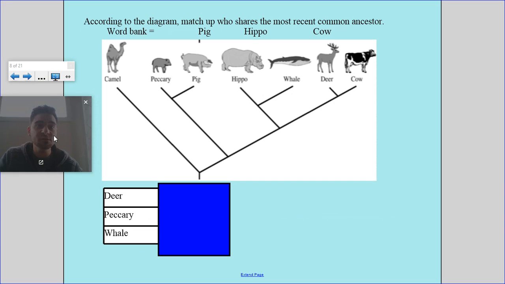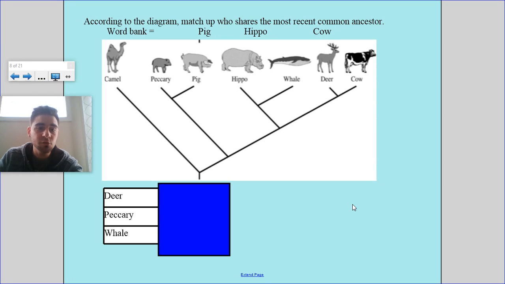According to the diagram, you just want to match up the most recent common ancestor. So go ahead and pause. You're going to type in pig, hippo, or cow and match them up to deer, peccary, and whale. Type in each of the three organisms that matches based on this diagram. Take a moment, pause, and complete that in your notes.